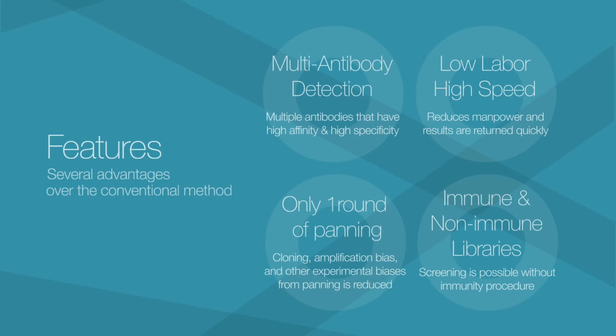AbTracer has several advantages over the conventional framework. We can detect antibodies with higher diversity, and it's faster than the conventional framework. And by doing only one round of panning, we reduce the bias inherent in the system. It's also flexible. It can be used with immune and non-immune libraries.